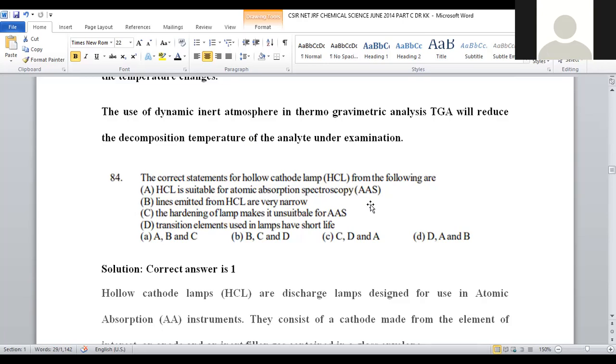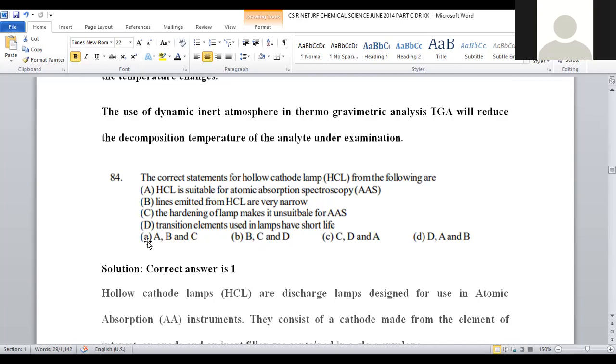And in atomic absorption spectroscopy, you will always get narrow, pointed peaks instead of broad peaks. Whenever the lamp becomes very hard, it is not possible to emit the radiation, and atomic absorption will not proceed, so it becomes unfit as the light source. So here C is also a correct statement. Whenever transition elements are taken, they impart a long life instead of a short life. So option number 4 is the wrong one. Only A, B, C are the correct statements with respect to the hollow cathode lamp.